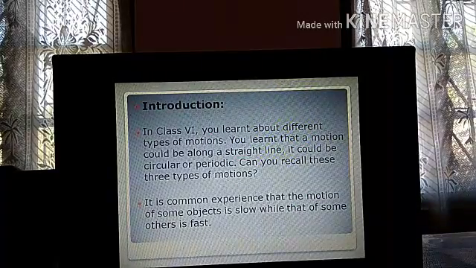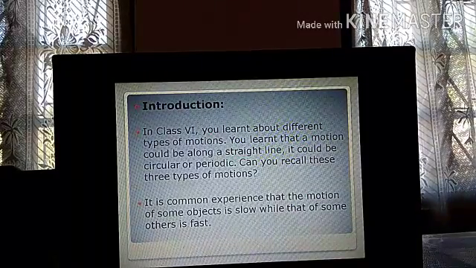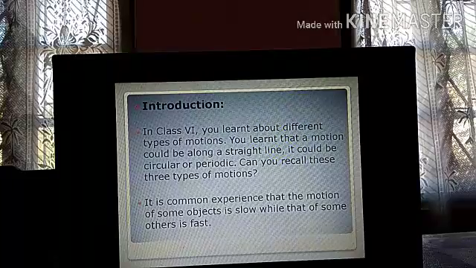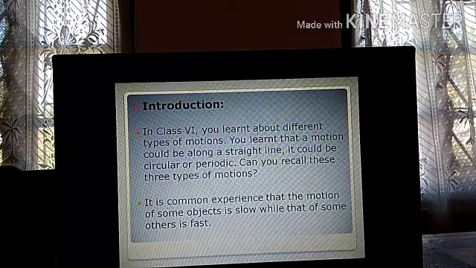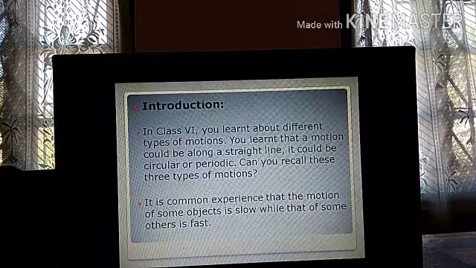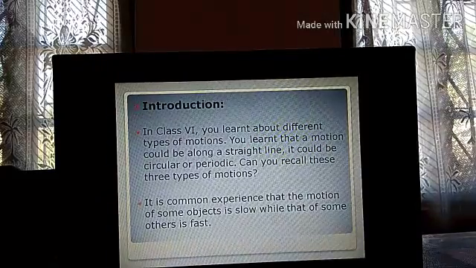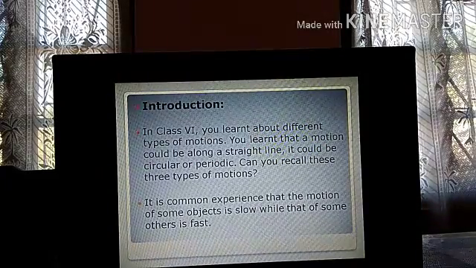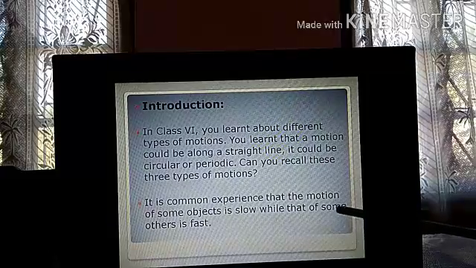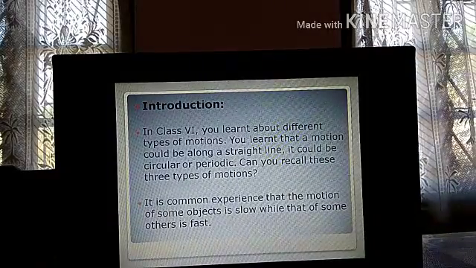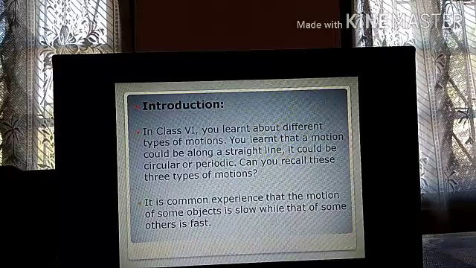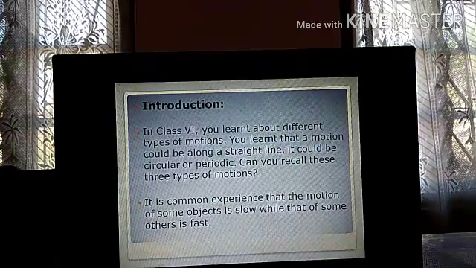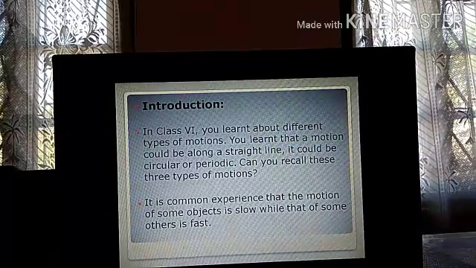Or periodic motion. Periodic motion means when a type of motion is repeated. For example, rotation of the earth. So rotation of the earth is repeated at every interval, so that is also called periodic motion. So it is a common experience that the motion of some objects is slow while that of some others is fast. In some objects the motion is quite slow, whereas in some other objects you will find that the motion is quite fast.